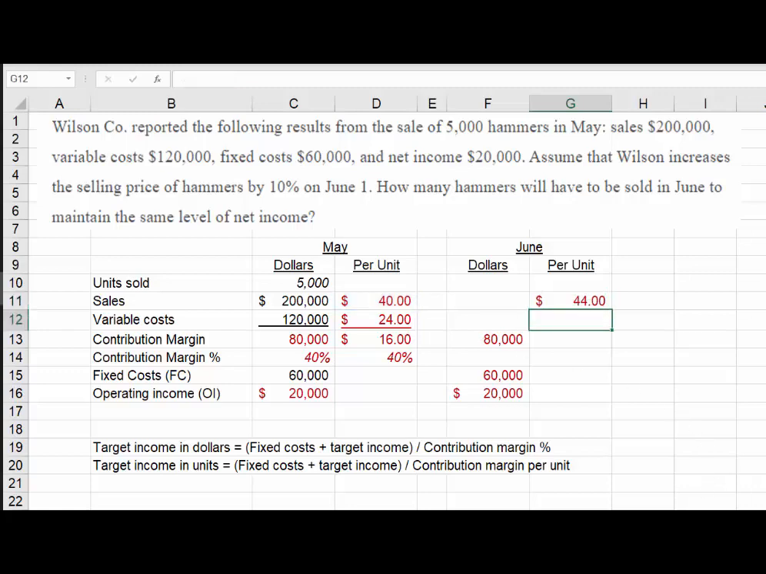That gives us $44. Okay, so now that we've calculated what we know is going to change in June, we can work through the target income approach. So I'm going to go over here and do the calculation right here. It says target income in dollars equals fixed cost plus target income divided by contribution margin percentage. Actually, I could do it right here because that's what we're going to calculate, the target income in dollars, if we chose to use this formula first.